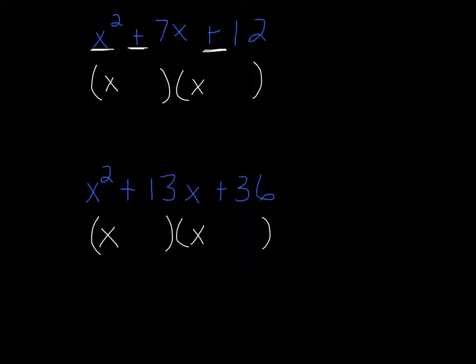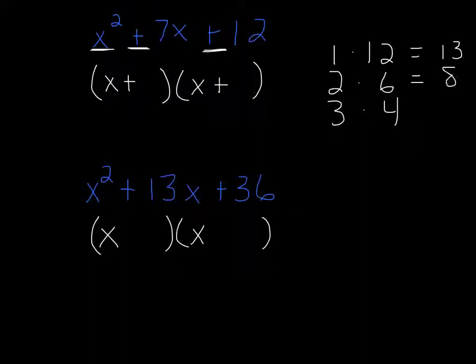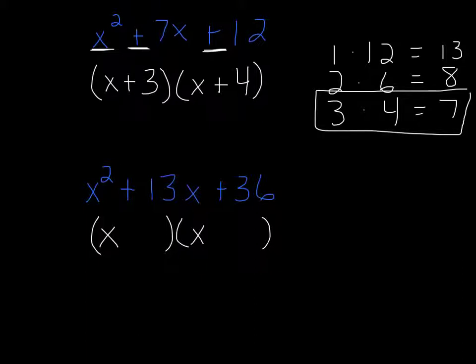Now we want it to add up to be the middle, which is going to be positive, so that means that both of our answers are going to be positive. Okay, now let's look at the factors of 12. You have 1 times 12, you have 2 times 6, and you have 3 times 4. Okay, now since they're both the same sign, you're going to add them together. So 1 plus 12 is 13, 2 plus 6 is 8, and 3 plus 4 is 7. So the only one that can be correct is this bottom one because it adds up to be 7. So you have 3 and 4. There you go. That's your answer.